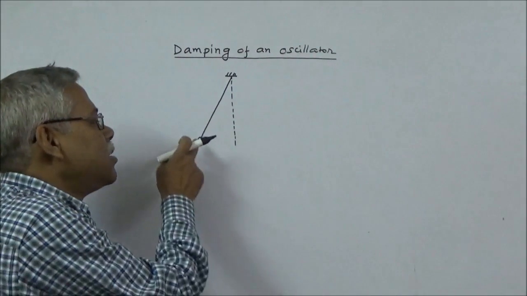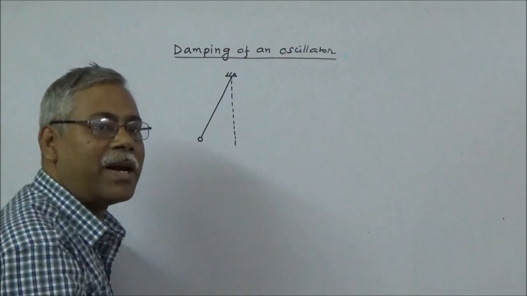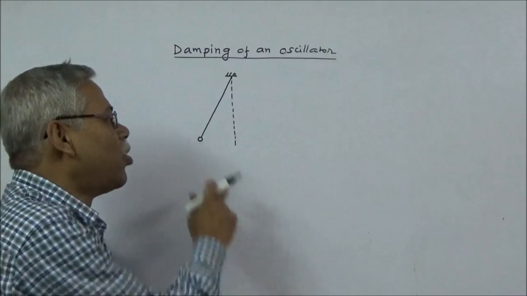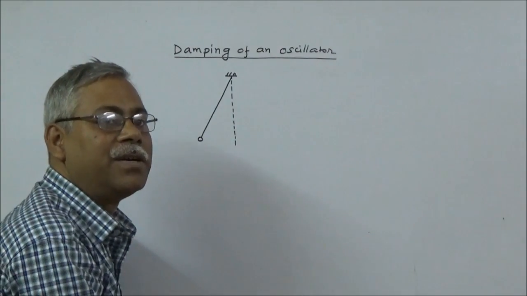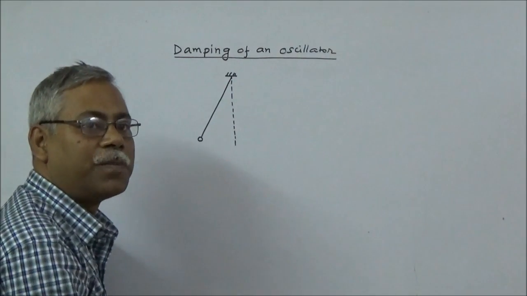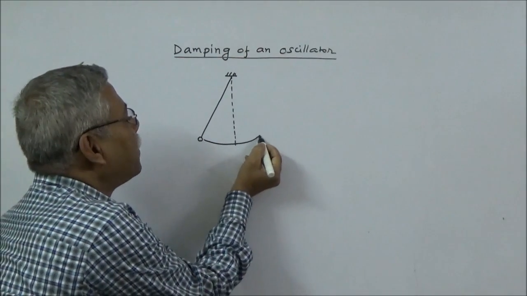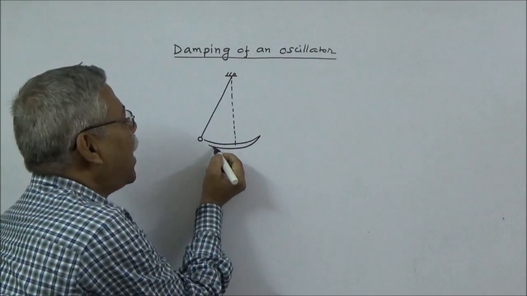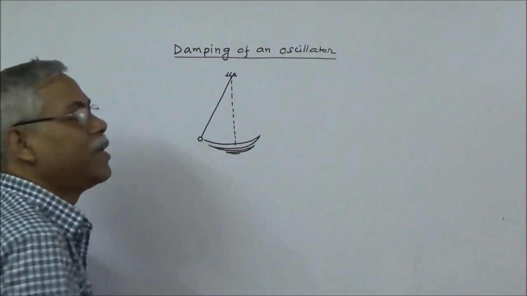Because during motion the bob has to overcome air resistance. In order to overcome that resistive force, its energy gradually decreases, and ultimately it stops. So if we consider the actual motion, then the amplitude of oscillation is a function of time.